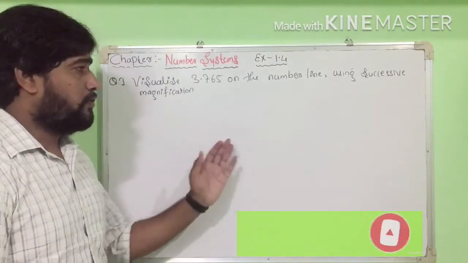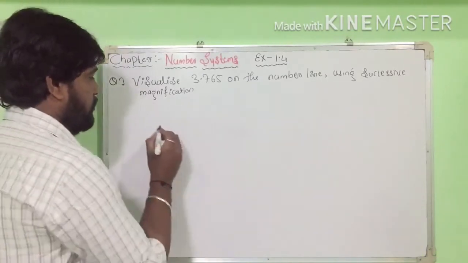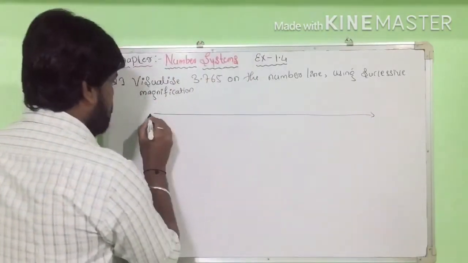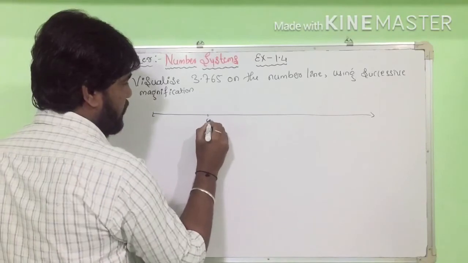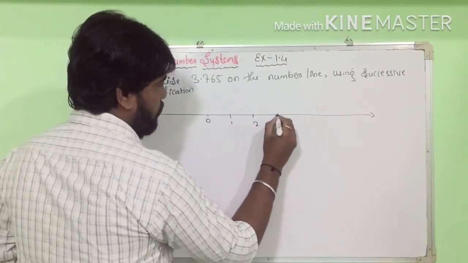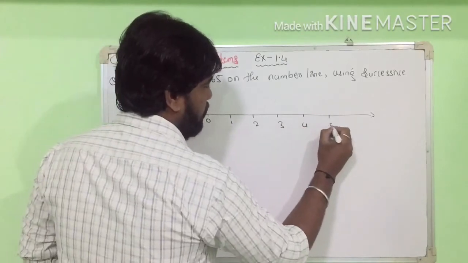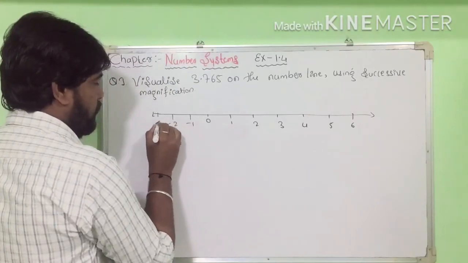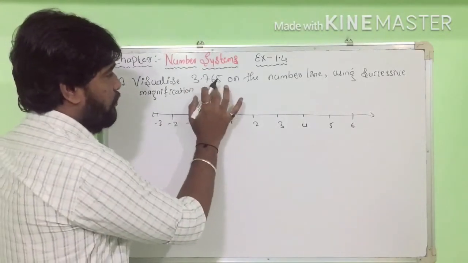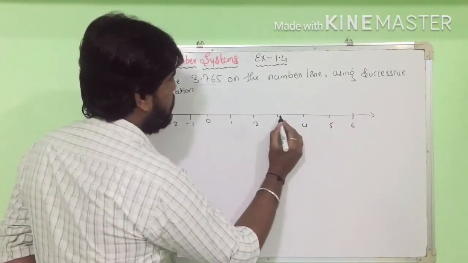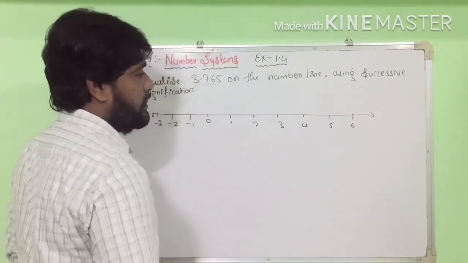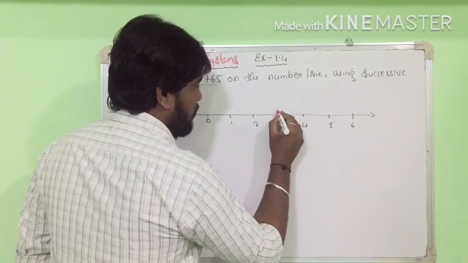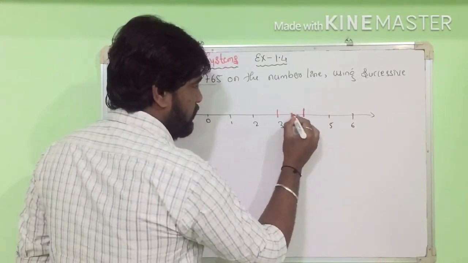So before that, we want to draw one number line. So I will draw here. It is a number line. I will consider here 0, 1, 2, 3, 4, 5, 6, and so on. This side -1, -2, -3, and so on, right? So now this number lies between 3 and 4, because this number is greater than 3 and smaller than 4.